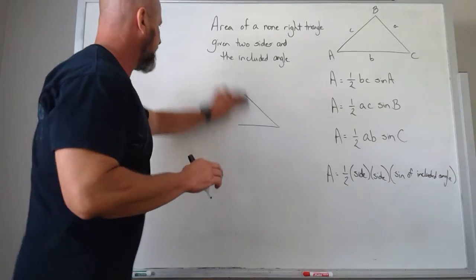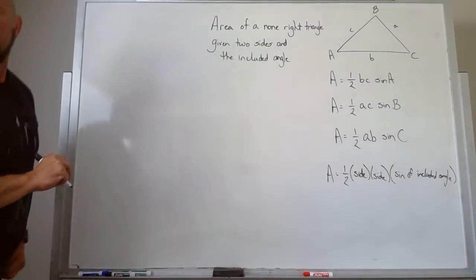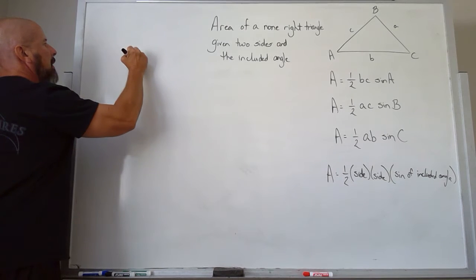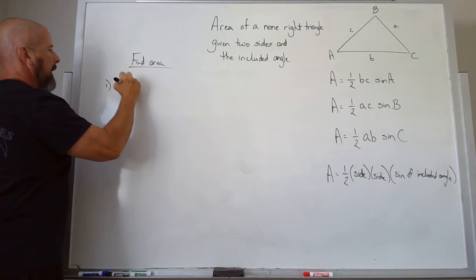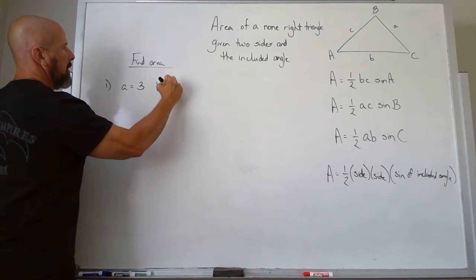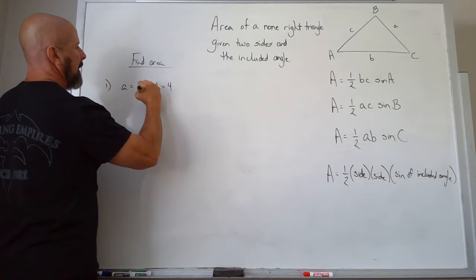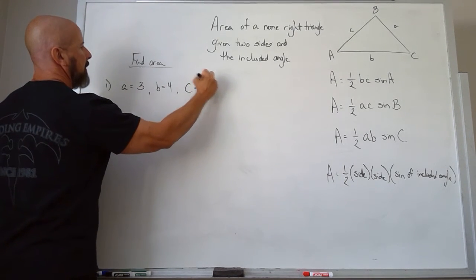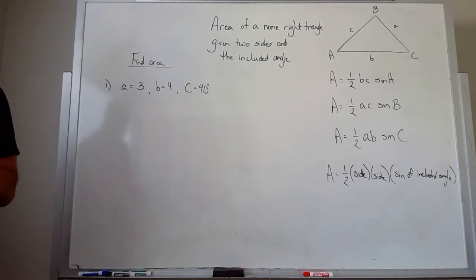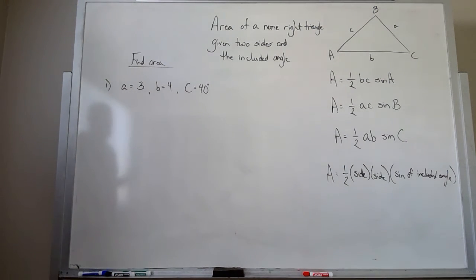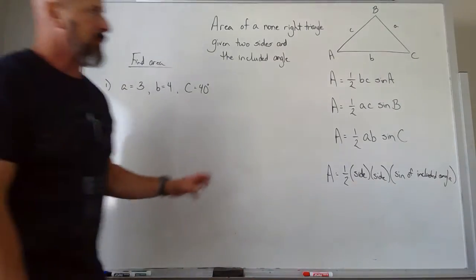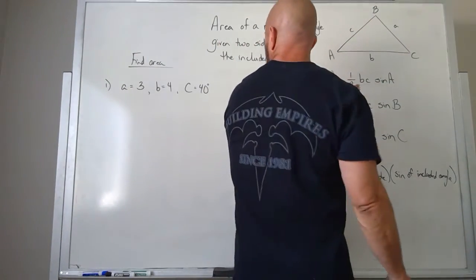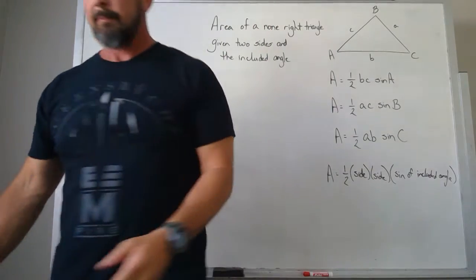So if I was told to find the area, let's say number 1. A is 3, B is 4, and C is 40 degrees. So the first thing to check would be, is C included between A and B? In other words, is the angle in between? A lot of times it's very helpful to just have some generic diagram up here, because then you can see C sitting between A and B.